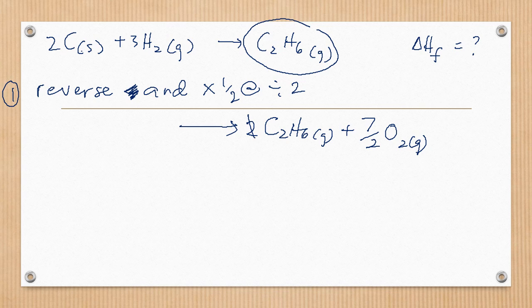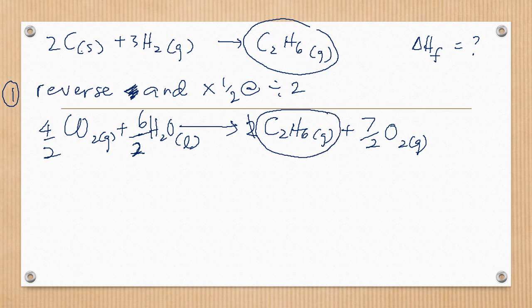The product now becomes reactant. So 4/2 CO2 gas plus 6/2 H2O liquid. I'm sorry because my handwriting is not beautiful. Right, so now we have the C2H6 gas. Okay, we got 1 element here. Now we want to find for this one.